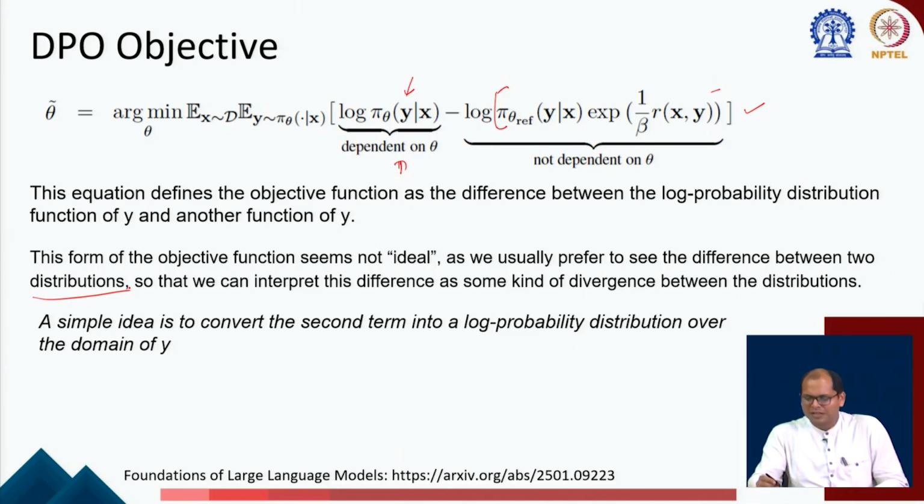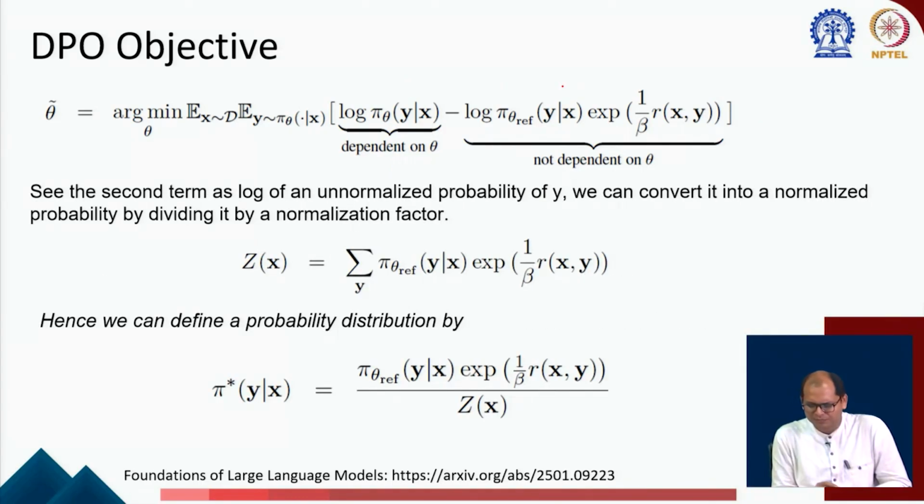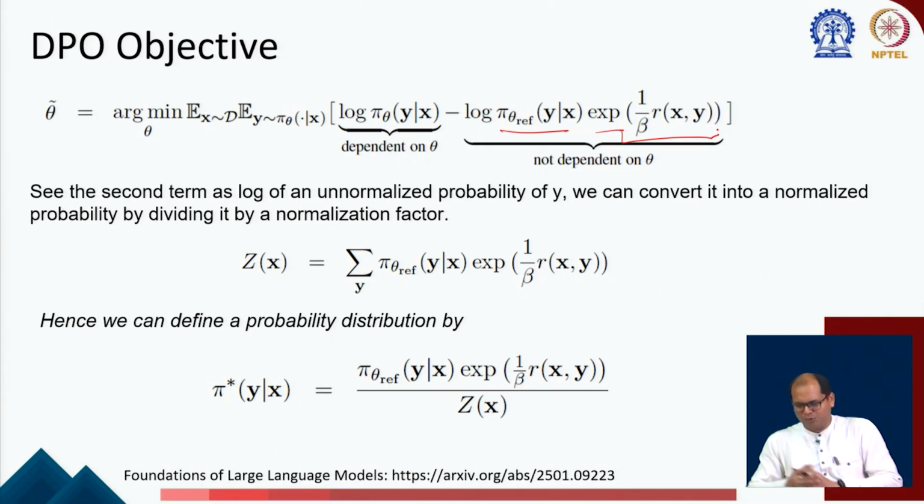So how do I convert the second term into a log probability distribution over y? I want to convert this into a log of some probability distribution. Now, how do we do that? Let us see. The simple idea is to see the second term as a log of some unnormalized probability distribution, because pi theta times exponent of this is an unnormalized probability distribution. Once you normalize, this becomes a probability distribution.